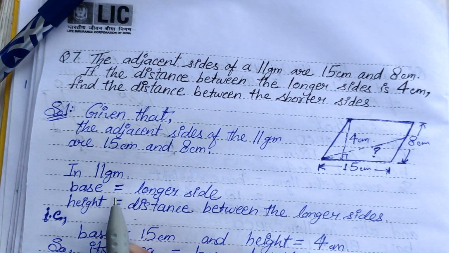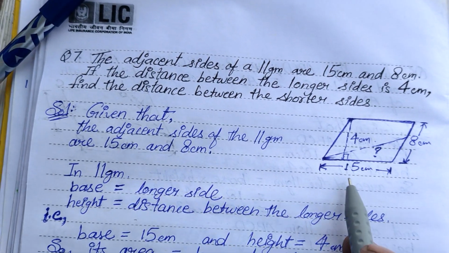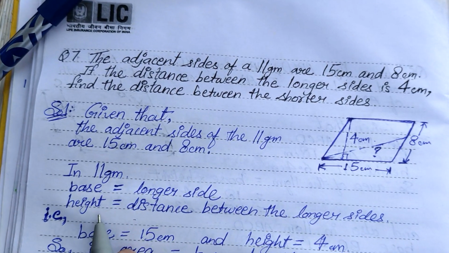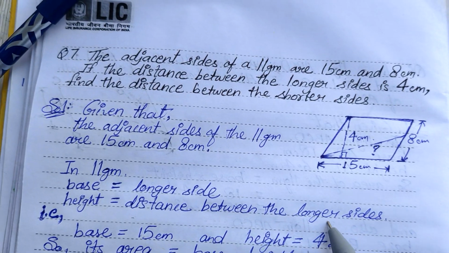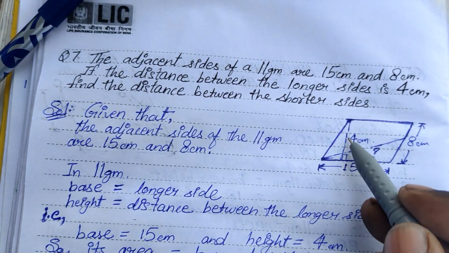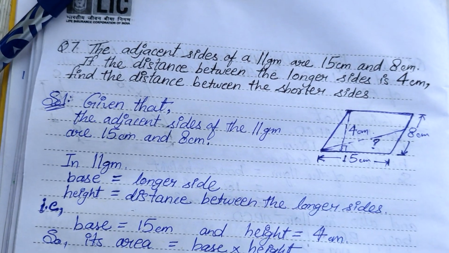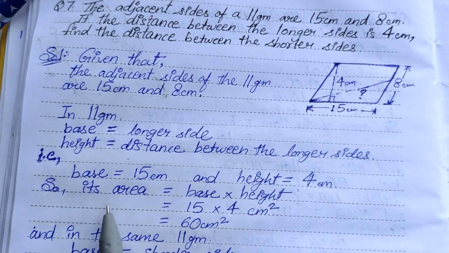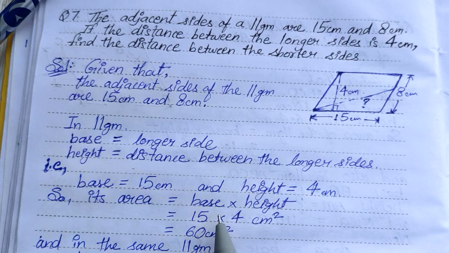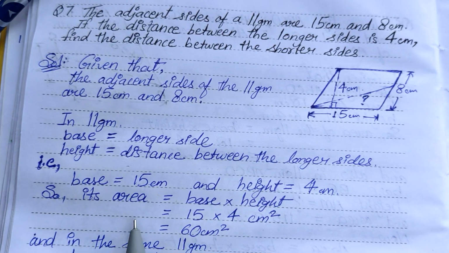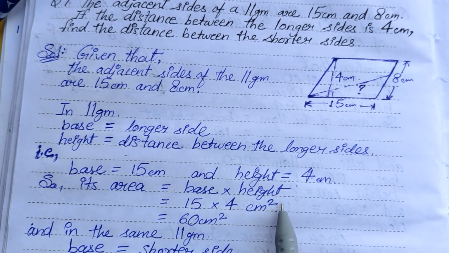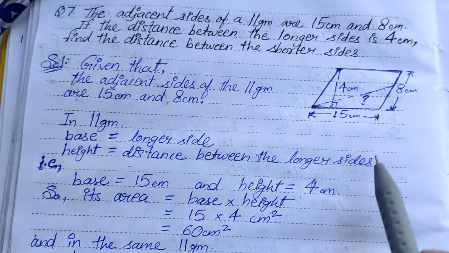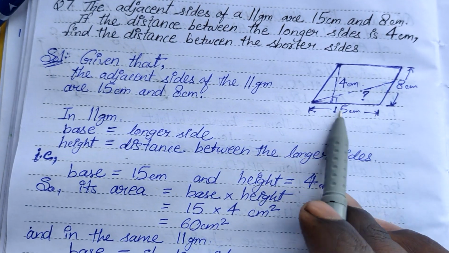In the same parallelogram, the base is the longer side. Height is the distance between the longer sides. Now we have base equal to 15 cm and height equal to 4 cm. So its area: we know that the area of a parallelogram is base into height. Multiply base with height, we have 60 cm square as the area of this parallelogram.